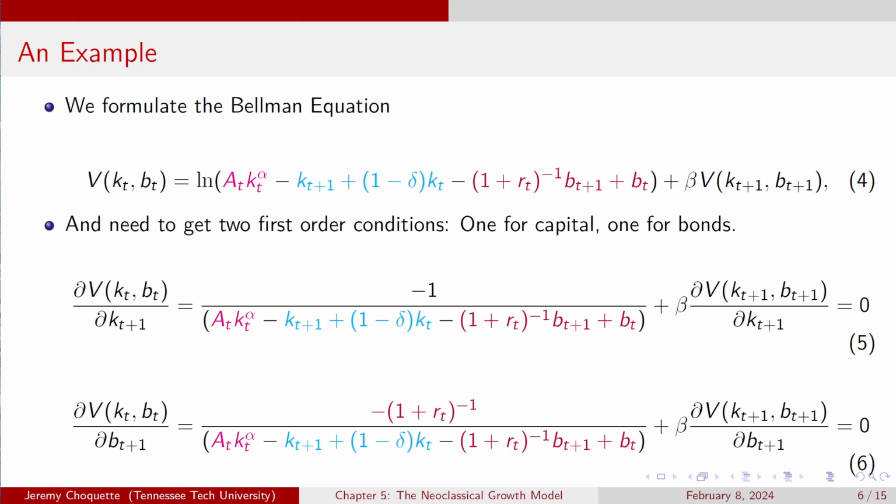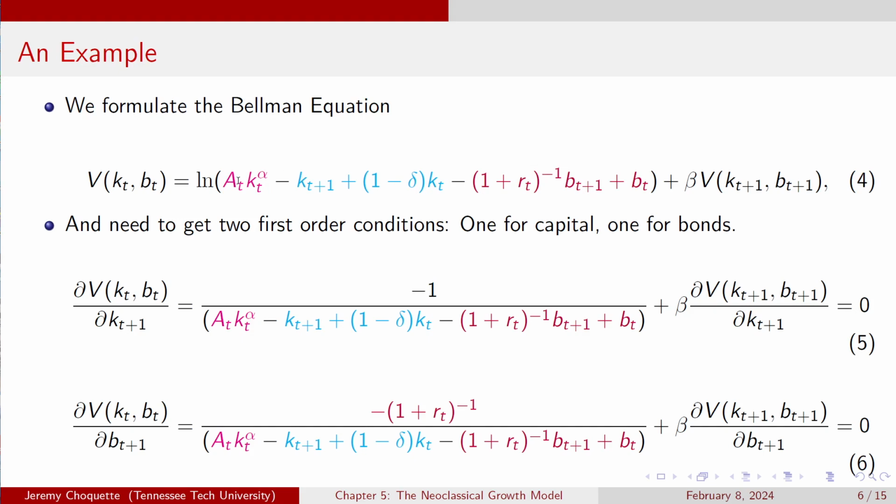The bond one, let's look at the bond first order condition. It's the partial of V of KT and BT with respect to BT plus 1. Now, when I look through this constraint, what do I have? Well, when I take the derivative of this guy right here with respect to bt plus 1, this first term, it's 1 over all this stuff, right? 1 over ct, times the derivative of this inside, this constraint with respect to bt plus 1.